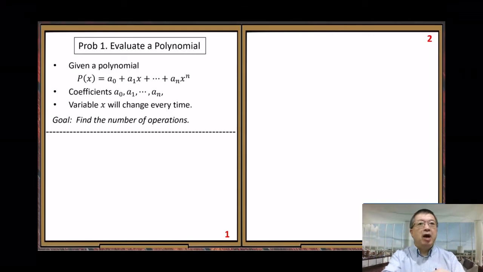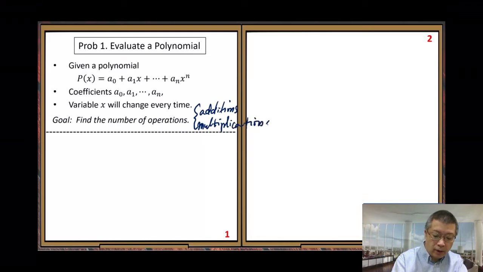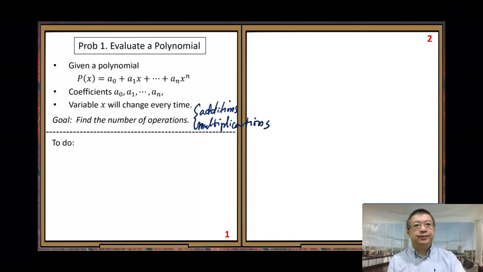Our goal: find the number of operations. More specifically, 2 types of operations. Count the number of additions, and the number of multiplications. In order to do that, because there are 2 parts, right? Yeah, 2 parts.